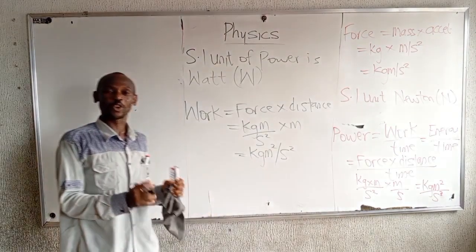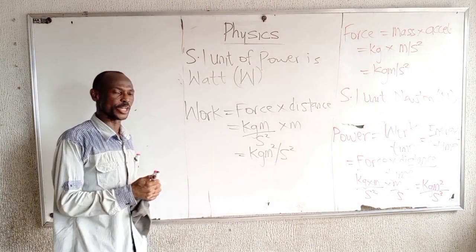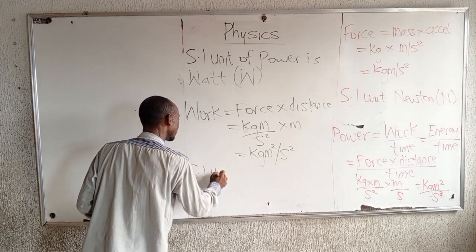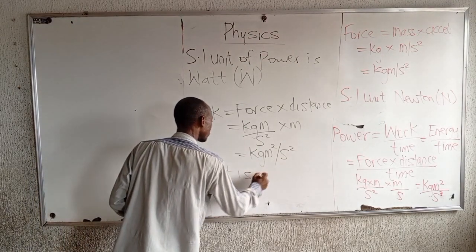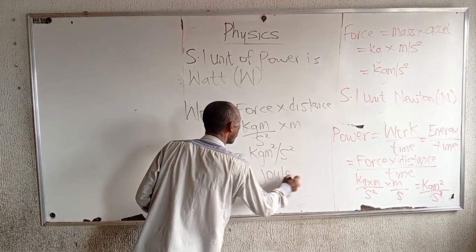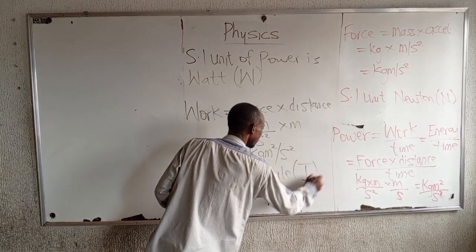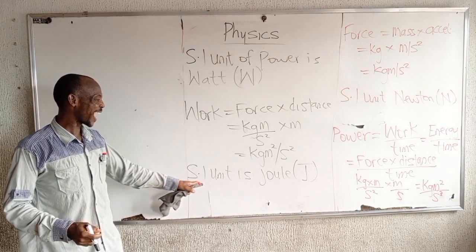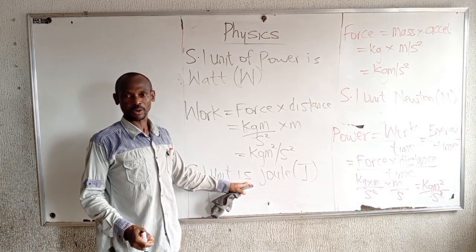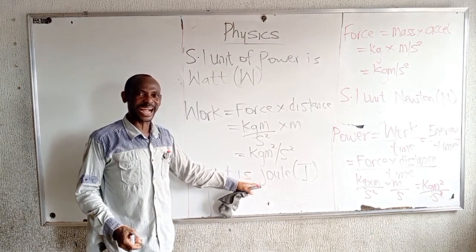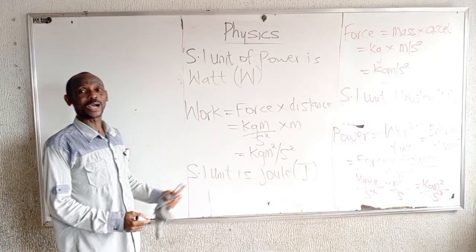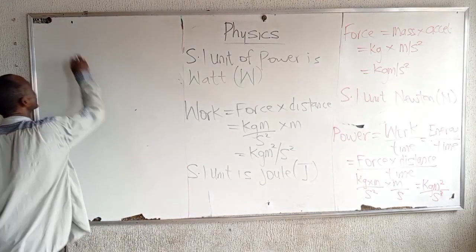But work also has its own SI unit. The SI unit of work is referred to as the joule, with capital J as the symbol. The SI unit of work and energy is joule. Next, we are going to look at dimension.